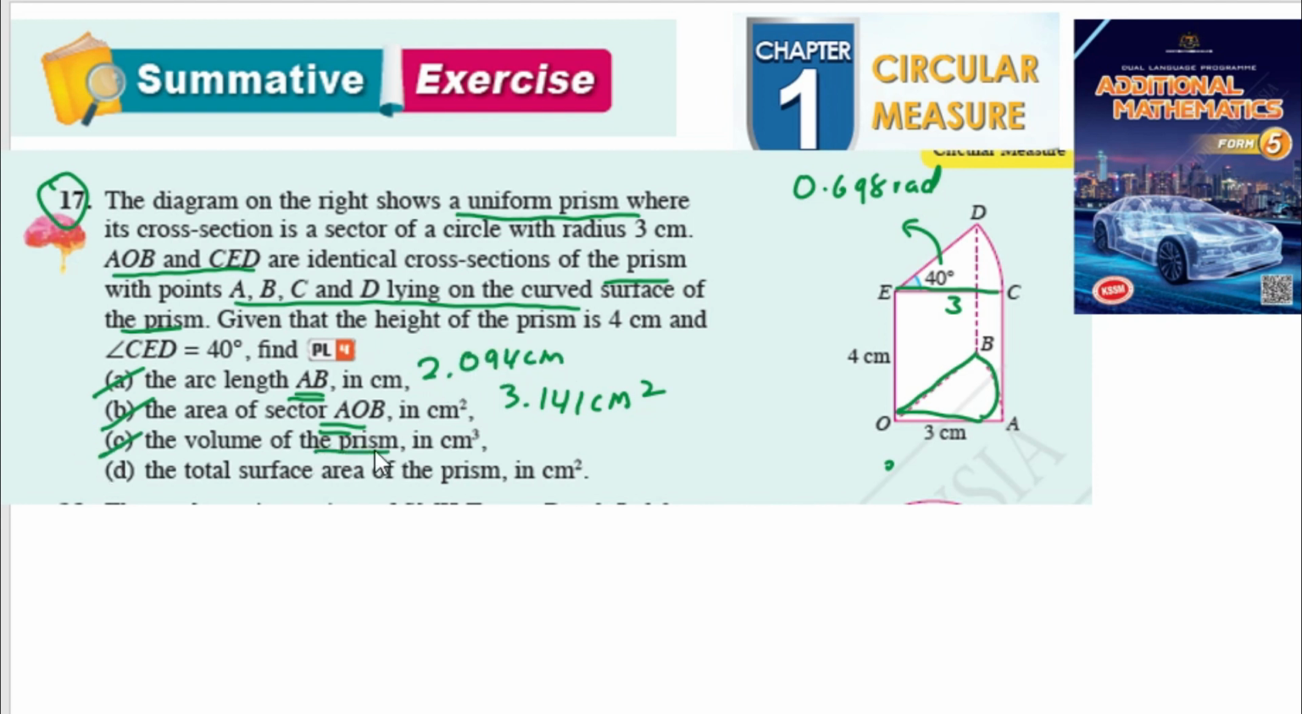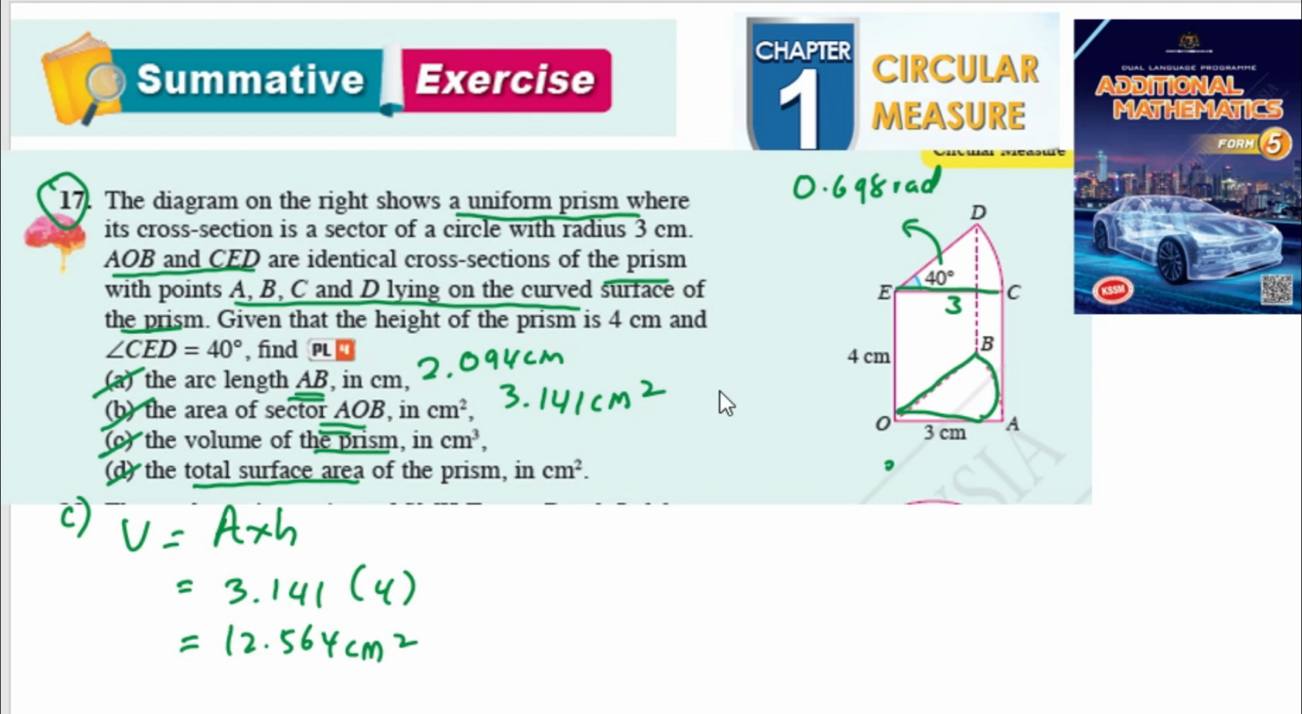So the volume of the prism, volume is equal to area times height. We see here the area of the sector is 3.141, and the height of the prism is 4, so times 4. Here we get 12.564 centimeter cubed.